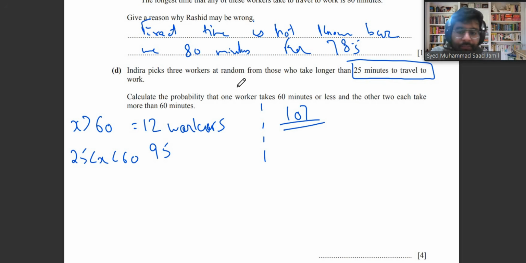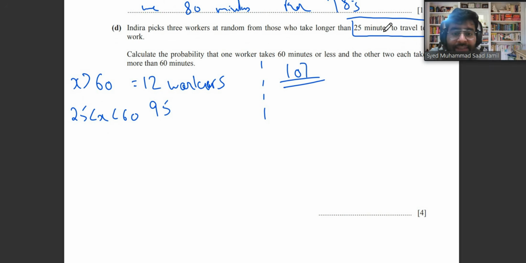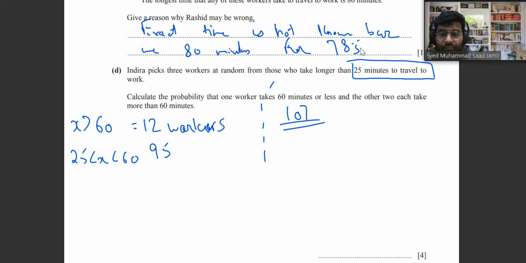Now since we have our data, the question says calculate the probability that one worker takes 60 minutes or less and the other 2 workers take more than 60 minutes. So let's say that the workers who take more than 60 are the lazy workers, more than 60 minutes. So there can be 2 lazy workers plus a normal worker. This can be one way we can arrange the data.